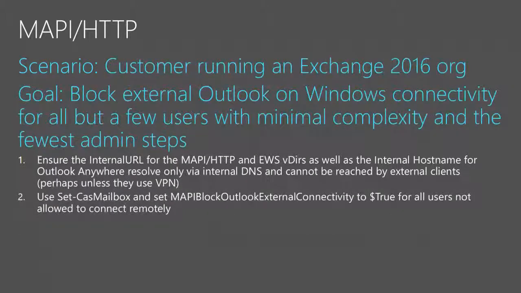So that's one scenario. Another scenario is you have a pure Exchange 2016 org. You don't have any 2013 or 2010 in there. And you want to block Outlook on Windows connectivity for everyone except a few special VIPs. And you want to do it with the fewest steps. We now give you a way to do that as well without having to do actual MAPI client version blocking on the server, which could be a real pain considering the plethora of different MAPI versions that you may be dealing with. So this is the fewest admin steps and the least amount of complexity for you to enable this.